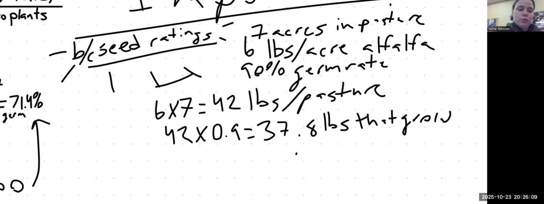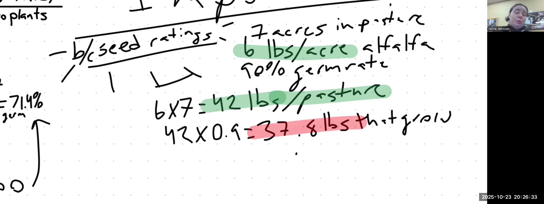Our golden number, golden ticket, 42 pounds per pasture, 6 pounds per acre. So we want to try and hit that 6 pounds per acre. And right now, if we seed just 6 pounds per acre, we're getting 37.8 pounds. We're missing 2 pounds. And that's not terribly much, except when you start getting bigger and bigger.